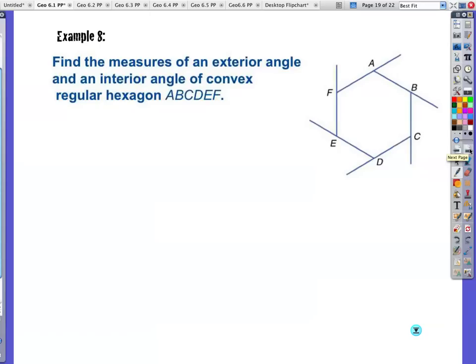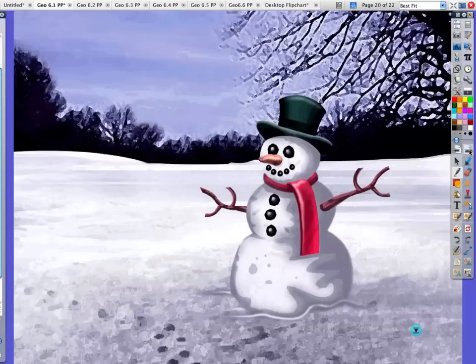Example 8. I think I'm going to have you do the same thing as you did on example 6, where I'm going to have you do this one on your own, and we can do a double check quick in class. And there we go. Another happy winter day.